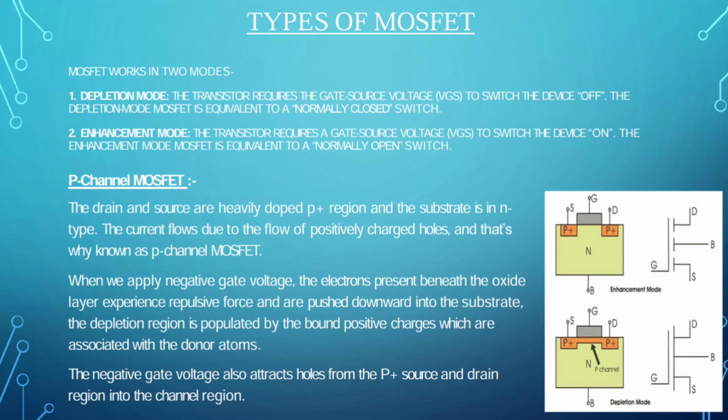P-channel MOSFET. As you can see, the drain and the source are heavily doped P+ regions and the substrate is N-type. The current flows due to the flow of positively charged holes, and that's why this is known as P-channel MOSFET. When we apply negative gate voltage, the electrons present beneath the oxide layer experience repulsive force and are pushed downwards into the substrate. The depletion region is populated by the bound positive charges which are associated with the donor atoms. The negative gate voltage also attracts holes from the P+ source and the drain regions into the channel region.